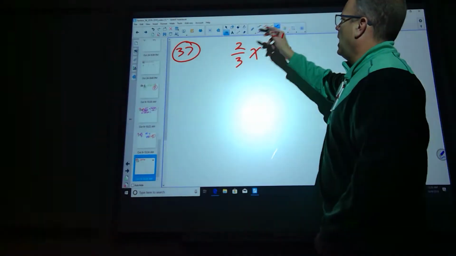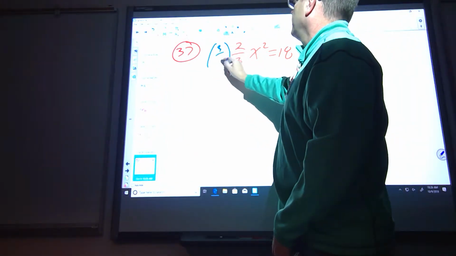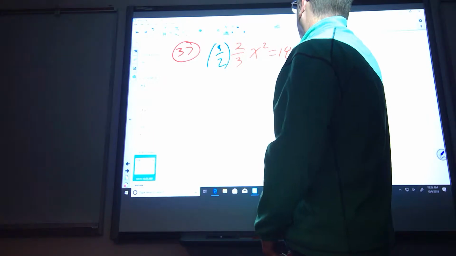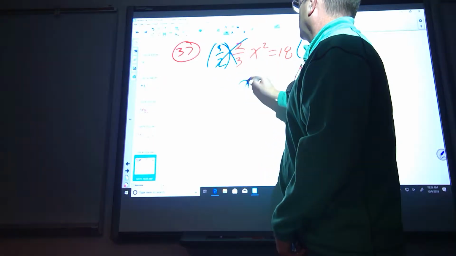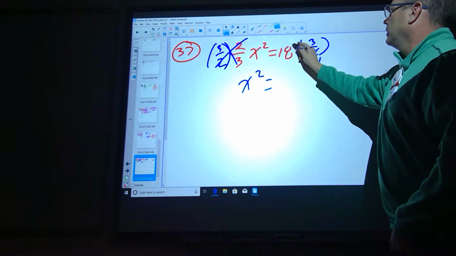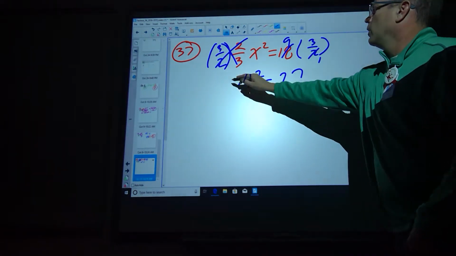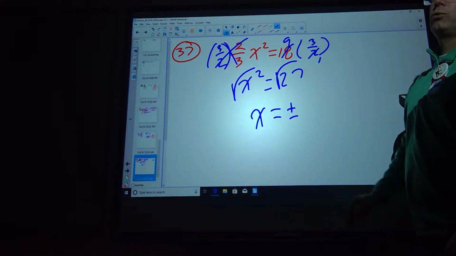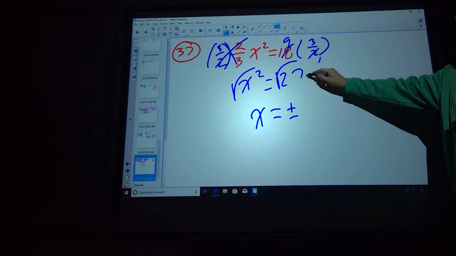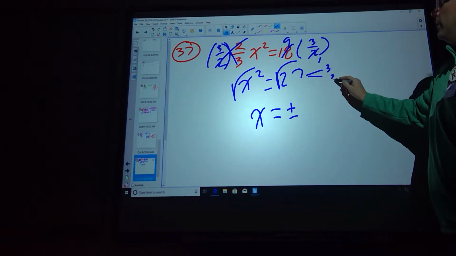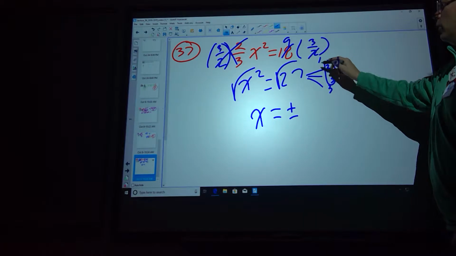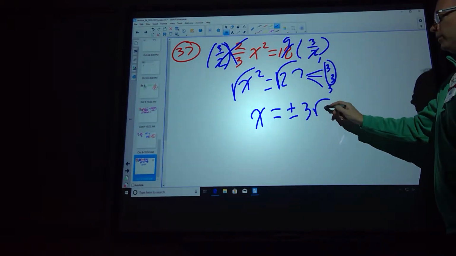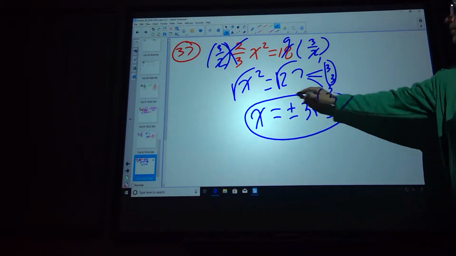All right. Multiply both sides by 3 over 2. Those cancel, so I get x squared is equal to 27. Taking the root, x equals plus or minus root 27. 27 breaks down to 3 and 3 and 3. So 2 of those make a square root. Done?